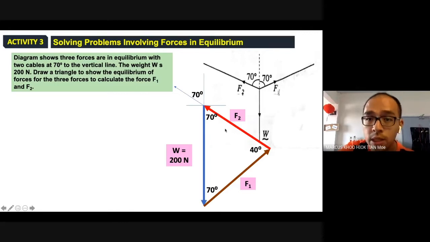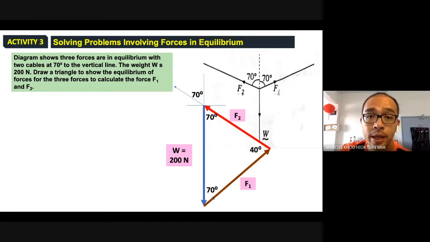You can figure out the rest of the angles. If you draw a straight line from the F2, it is actually 70 degrees. And since these two lines are straight lines that are crossed, this angle and this angle are the same value. So then what you will get is, since this is 70, this is 70, this will be 40. Now guys, I just want to mention that not every situation, these two angles are the same. So be very careful when you're doing this triangle of forces.